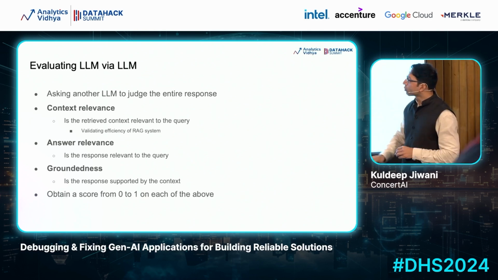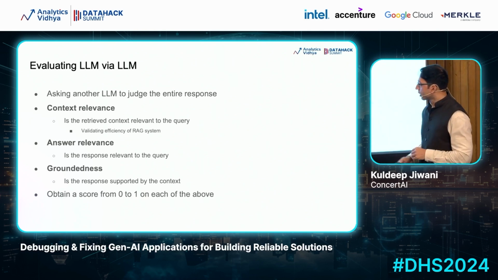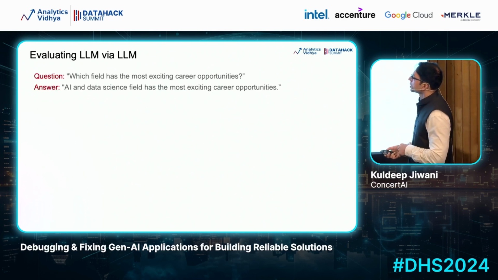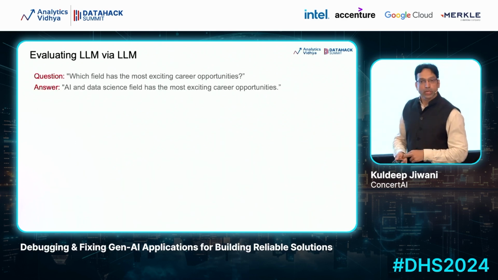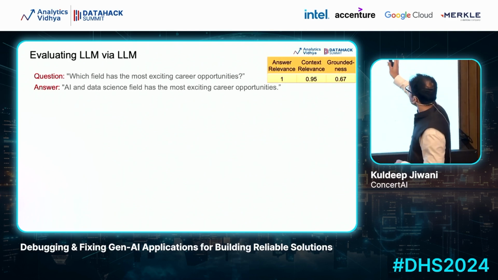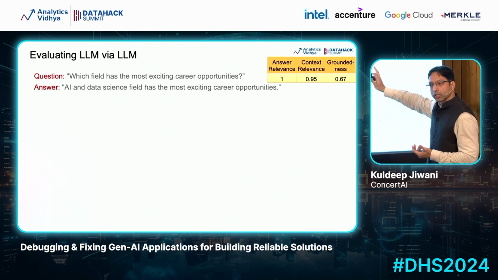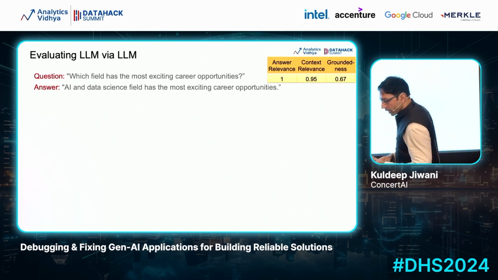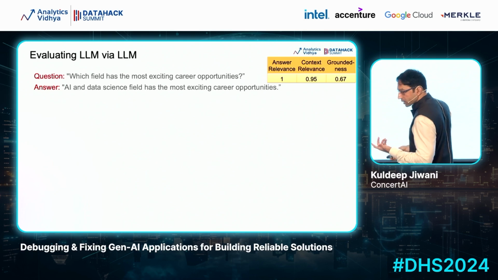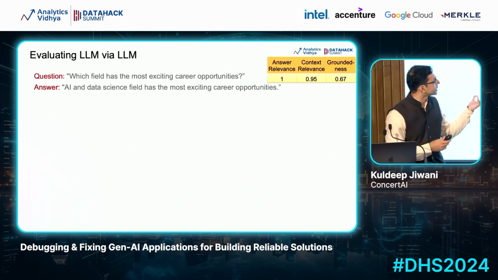So let me show you the output from one of them. You can just score from 0 to 1. This was a question: which field has the most exciting career opportunity? It gives some answer. So how do you know if it was right or wrong, based on the RAG? From the LLM, I made three prompts based on the three things and asked the LLM to give a score between 0 and 1 for each. So it's saying it's a good answer and it's relevant also. As you can see, it makes sense.